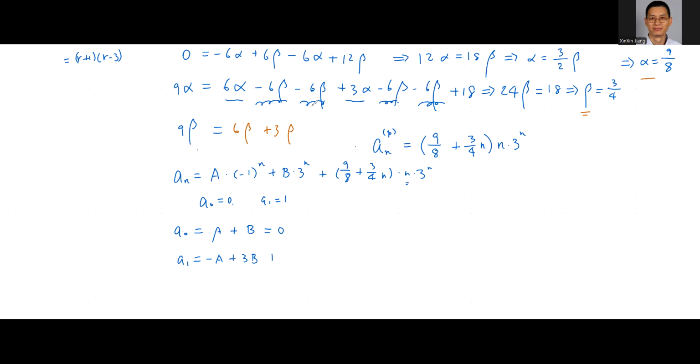Plus, n equals 1. So you have 9/8 plus 3/4 n equals 1, times 3. That equals 1. So let's simplify it. Okay, so I have a negative A plus 3b. Actually, from the first equation, we know that a equals negative b. So negative a equals b. So this is actually 4b.